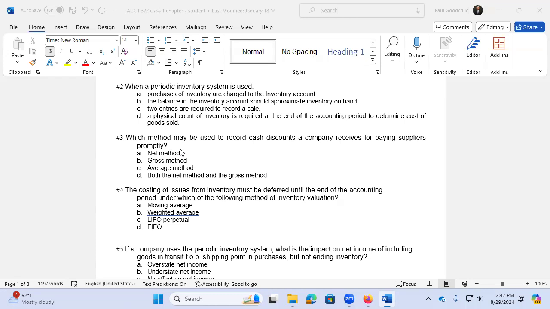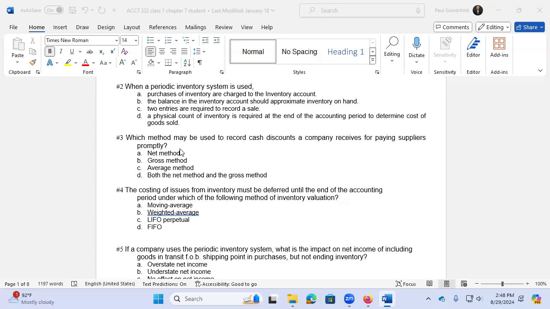Now, if for some reason you didn't pay in time to get the discount, then when you're paying it off, you would debit accounts payable, and this would be for the $100. And you would credit cash for $100. And essentially, your debit here would be purchase discounts lost for $2. Okay. So those are the two types of approaches.